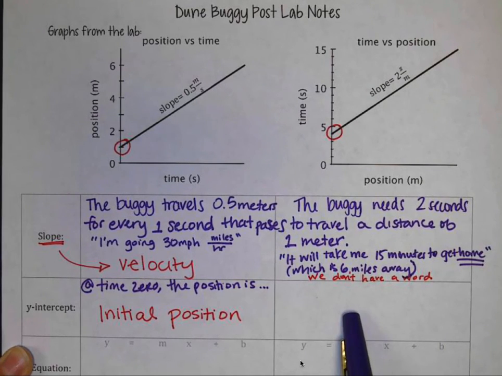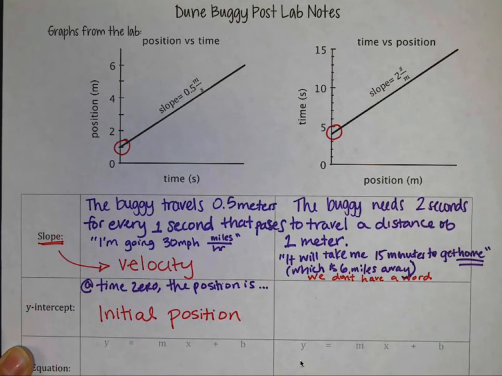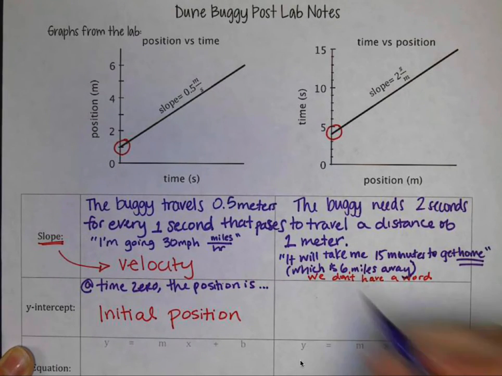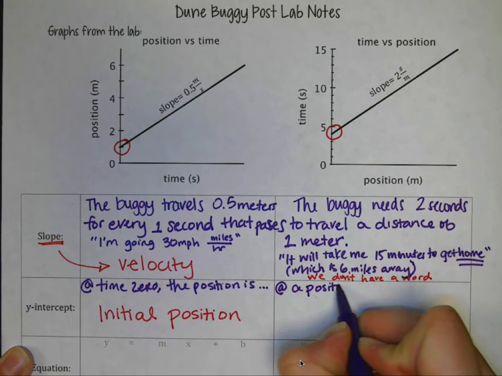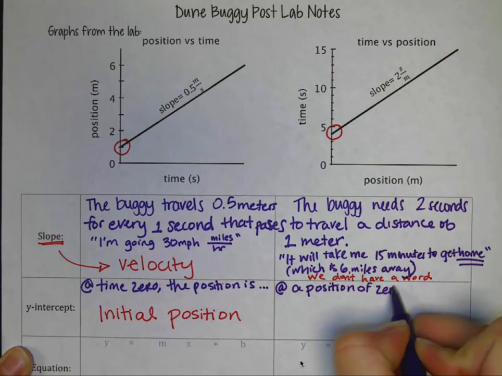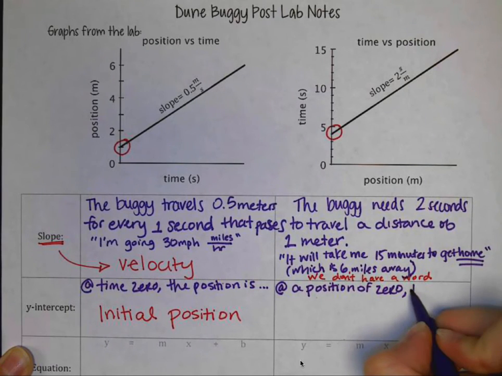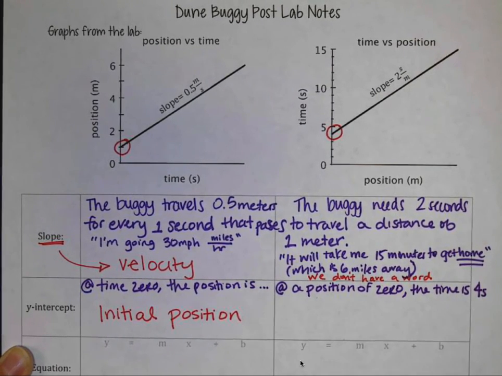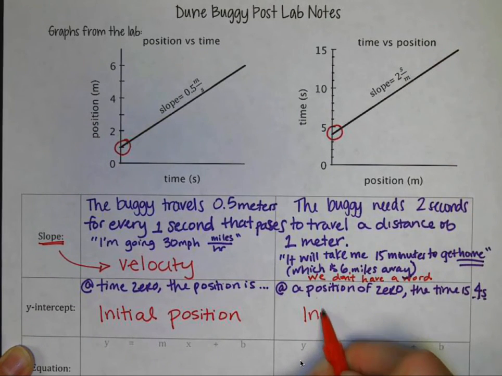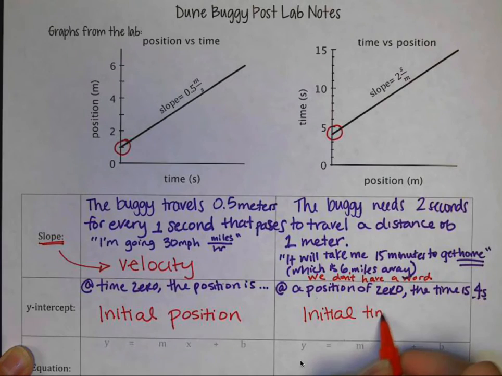On the other graph, or the other way that you could have done the experiment, this is still the y-intercept, but it's at a position of 0. The time is, in this case, 4 seconds. Not really the most meaningful thing in how we speak, but if you really wanted to look at it, that is the initial time.